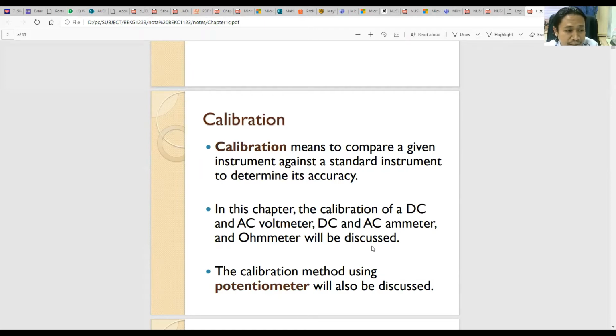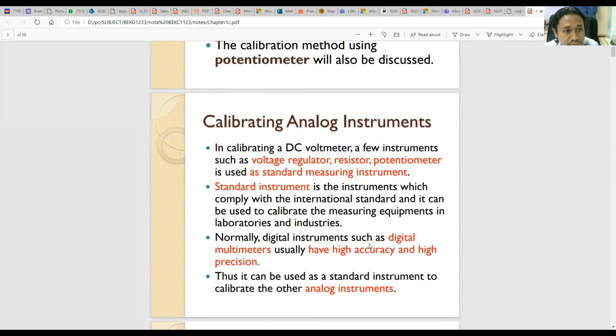It will be next chapter. After we focus on the DC voltmeter or AC voltmeter, we focus on the calibration part. And then another one is the potentiometer. How to calibrate the potentiometer also will be discussed for the next topic. For this one, we focus only on what is the calibration. Calibration is to compare the given instrument against the standard instrument to determine its accuracy.